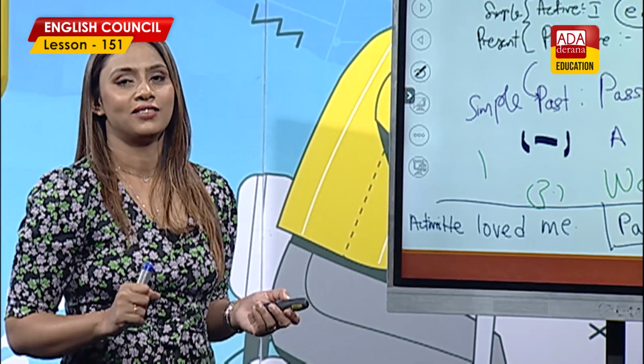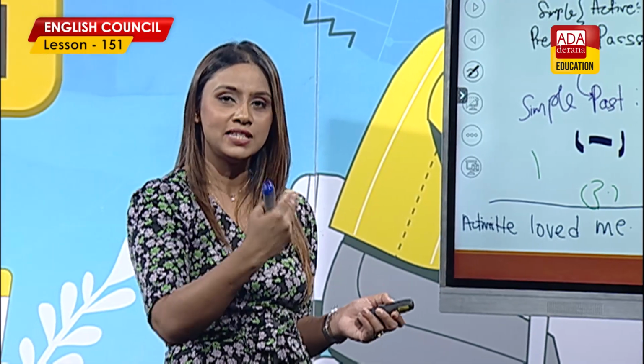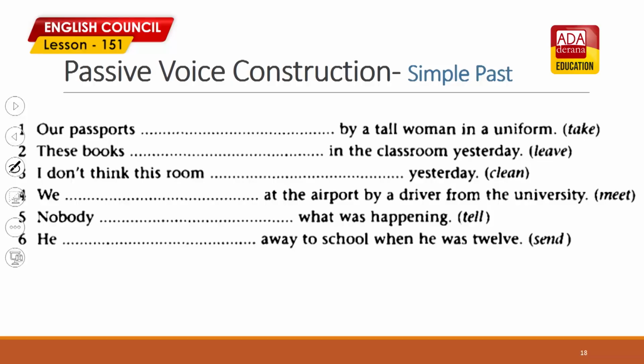Very easy. Very easy. If you can do am, is, are in the simple present, was and were work the same way. Right, okay. Shall we do an activity? Yes.